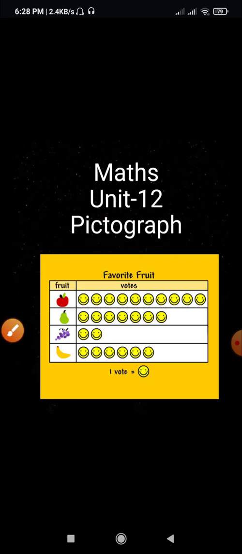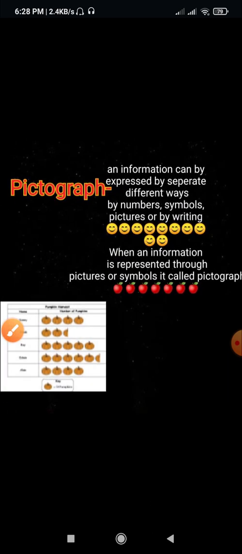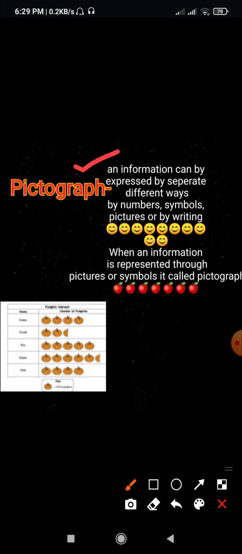Now let's start it. What is pictograph? An information can be expressed in different ways, like by numbers, symbols, pictures, or by writing. It means you can express or tell any information in so many ways. When an information is represented through pictures or symbols, it is called pictograph.